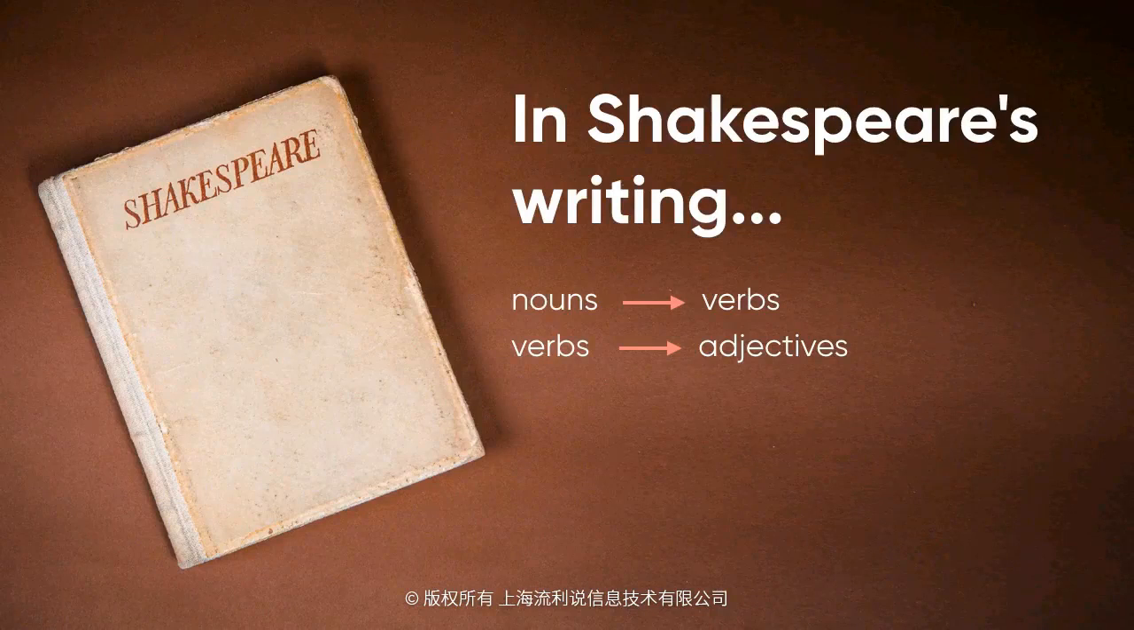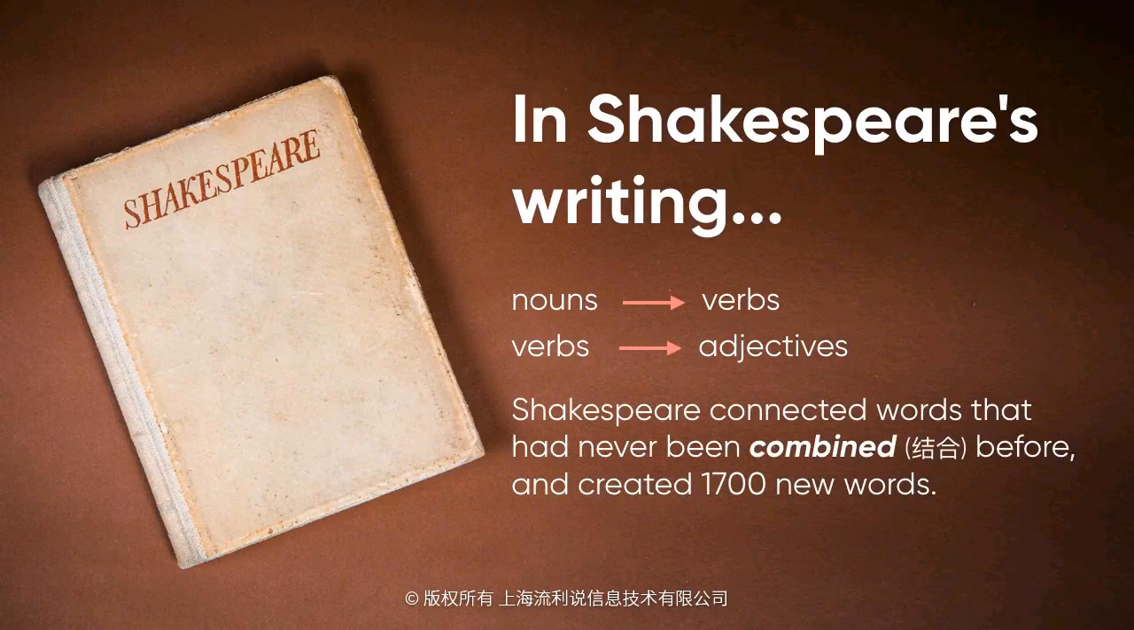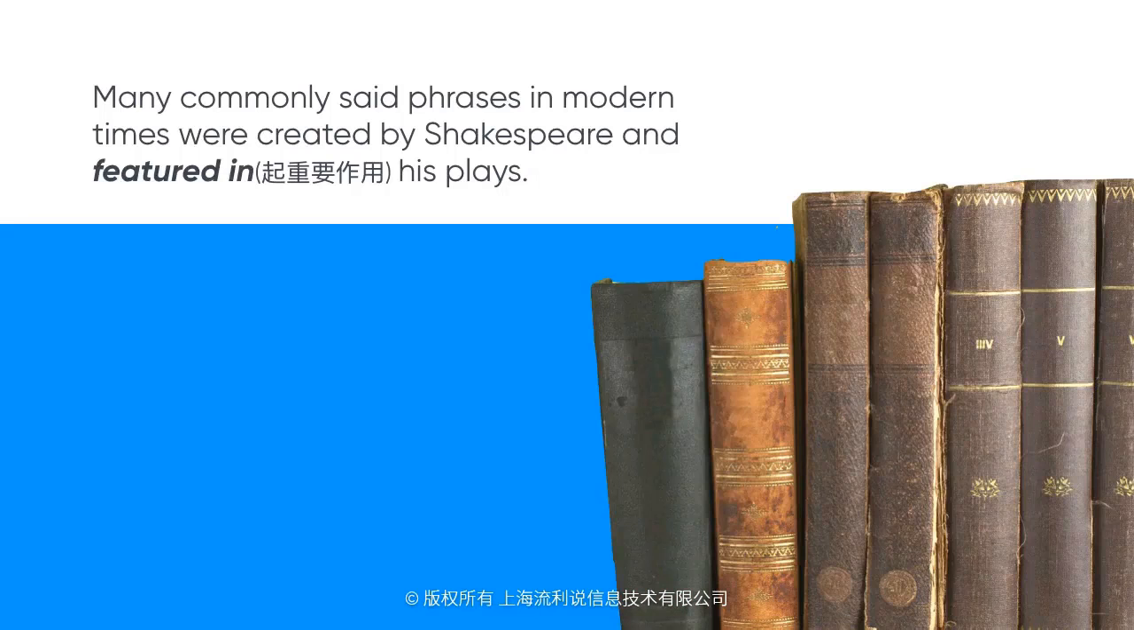In Shakespeare's writing, he changed nouns into verbs and verbs into adjectives. He connected words that had never been connected before and created 1,700 new words. Many commonly said phrases in modern times were created by Shakespeare and featured in his plays.